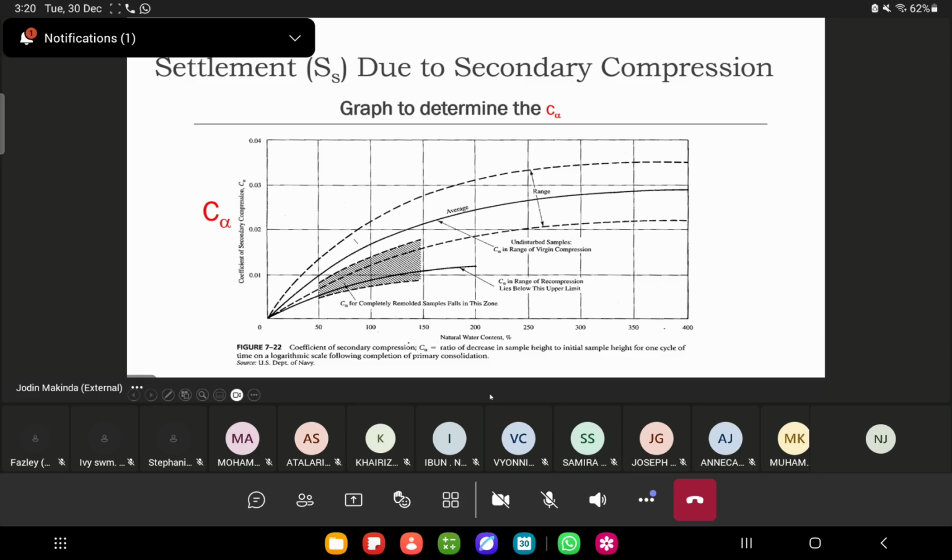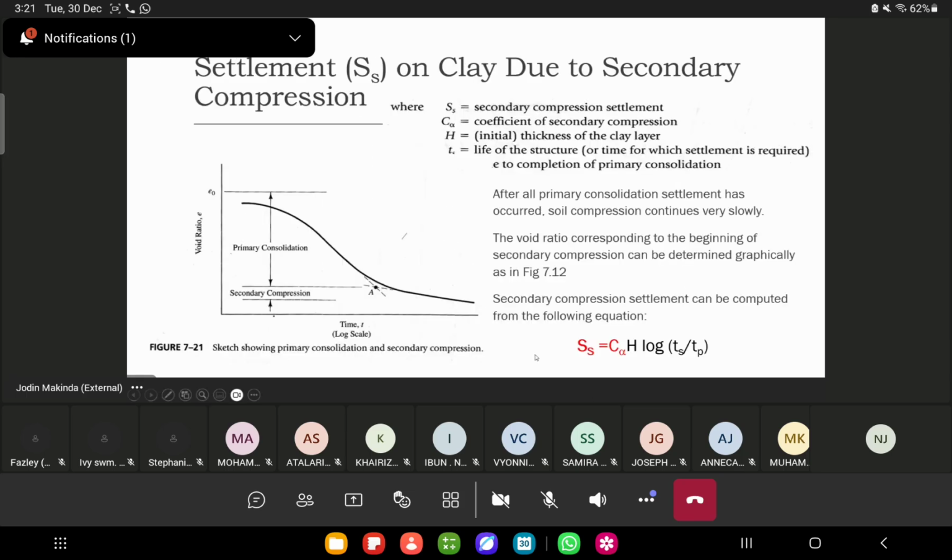Because if you know the natural water content of your soil, you can scale off either using the undisturbed sample line or the recompression line. You can scale off from Paxi X, and then you can obtain the C alpha, the secondary compression coefficient, on the y-axis. So it is important to obtain the natural water content if we want to study the secondary compression. Here, it is important to know the natural water content because it signifies the coefficient of secondary compression.